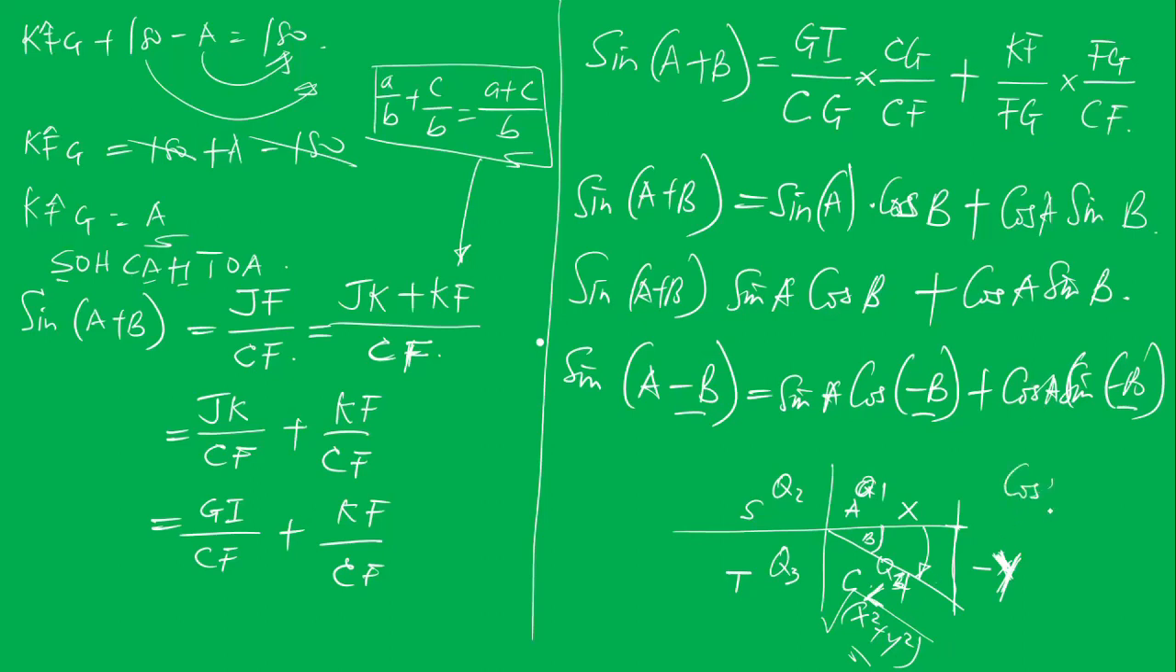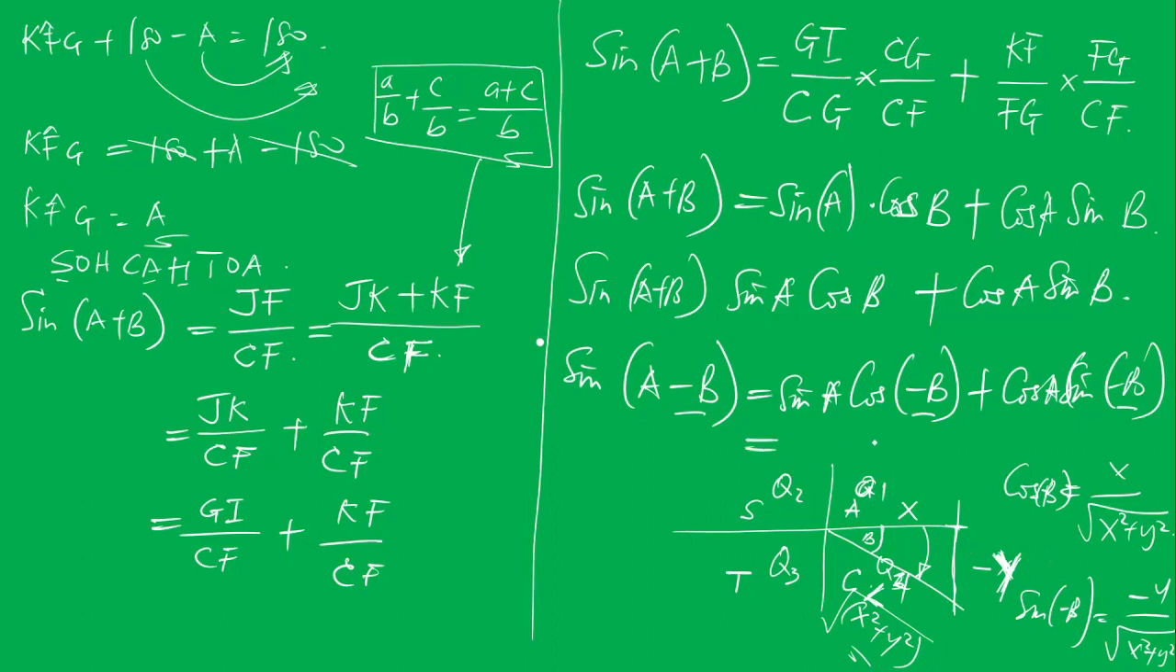So now the cosine, in this case cos minus b, will now be cos is adjacent. The adjacent to this angle is x, divided by the hypotenuse, which is the square root of x square plus y square. But for sine minus b, you have the opposite, which is minus y all over the hypotenuse.